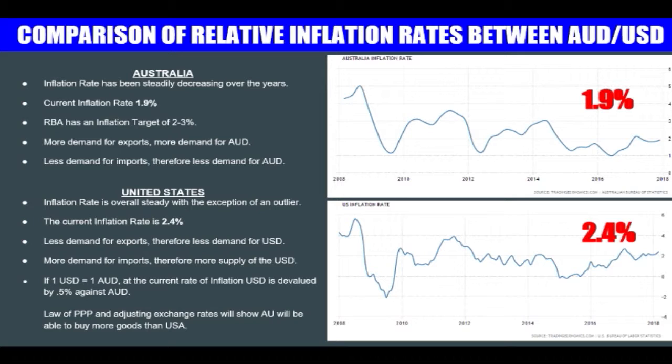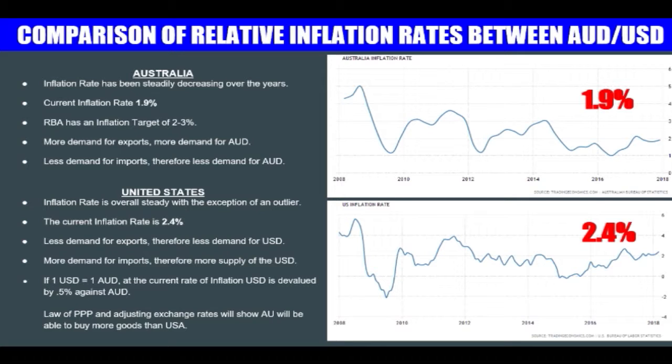According to Trading Economics, the current inflation rate in Australia is 1.9%. The RBA has an inflation target of 2 to 3%, as this is the rate that should be low enough so that it does not distort economic decisions. Since the inflation rate is lower than it should be, Australia will face more demand for exports and will therefore have more demand for the AUD, whereas imports will be lower, causing less supply of the AUD.